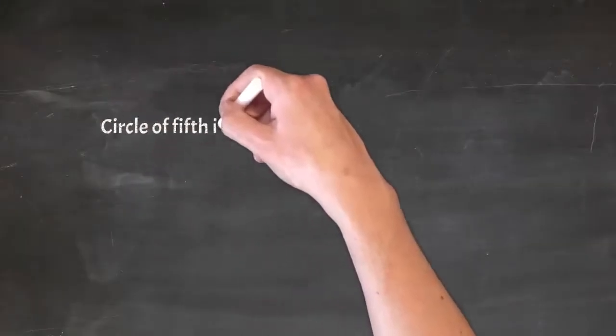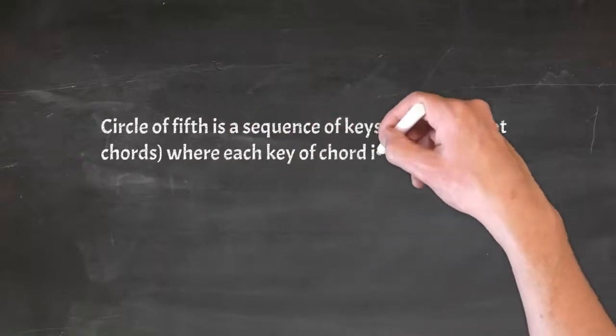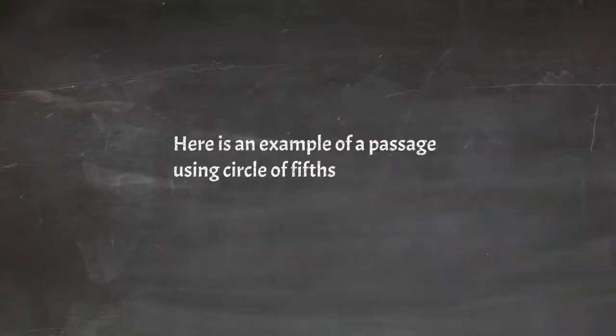Now, circle of fifths is a sequence of keys and their root chords, where each key or chord is a fifth from the previous chord. Here is an example.